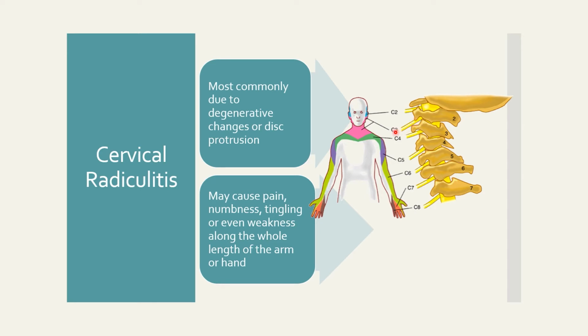C3 here communicates with the nape of the neck around the trapezius area. C4 here is the upper part of the shoulder. C5, C6, C7, all the way down to C8.